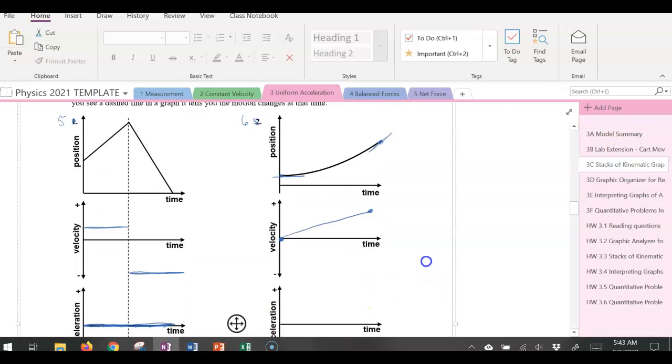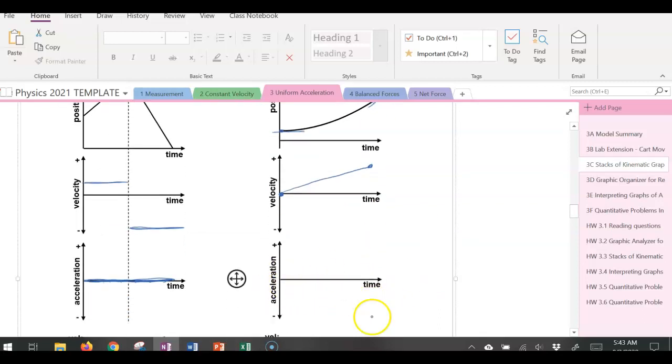Okay, so now let me show the acceleration versus time. Acceleration is the slope of the graph above it, the slope of velocity versus time. And this velocity versus time graph is linear, and it has a constant positive slope. So the acceleration is a horizontal line at a positive value.